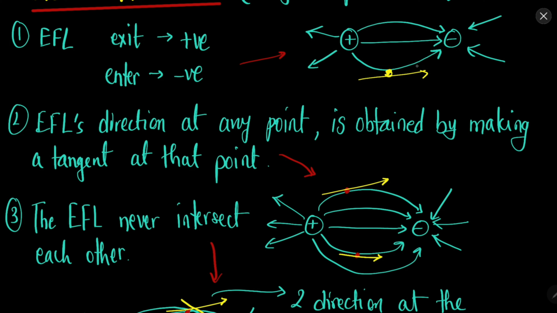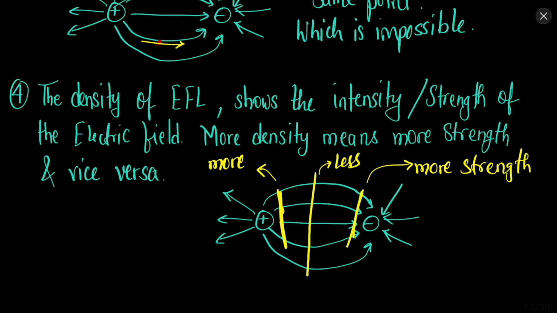Now the fourth point is the density of the electric field lines tells us about the strength of the electric field. If the electric field lines are very close, let's say in this region the electric field lines are very close together, so here the electric field is strong. Here the electric field lines are very far away, so here the electric field is weak. Here again the electric field lines are close, so here the strength is more.